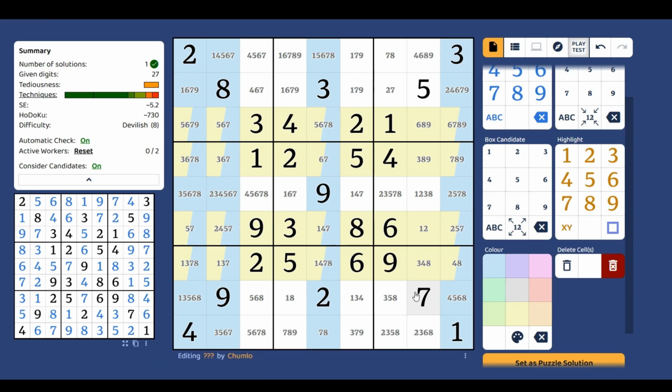Jellyfish basically extend the same principle of X-wings and swordfish, but to a size of 4. So we have 4 rows where a certain candidate overlaps in the same 4 columns, or vice versa. And we have another grid from Sudoku here to demonstrate that. The candidate we want to focus on in this grid is 7s. So that's all the 7s highlighted. And unless you're some kind of Sudoku prodigy, it really isn't clear where the jellyfish is just by looking at it.